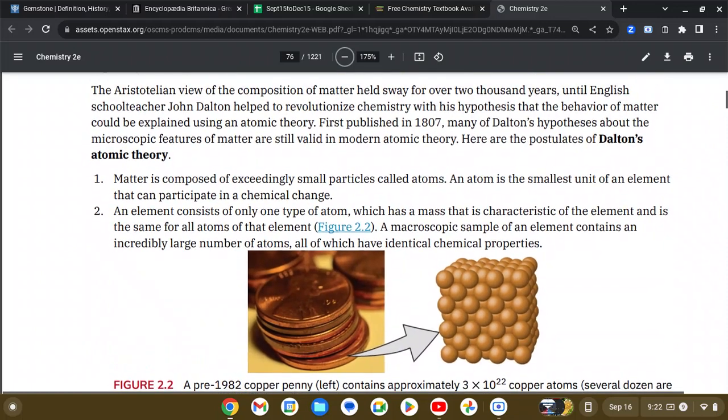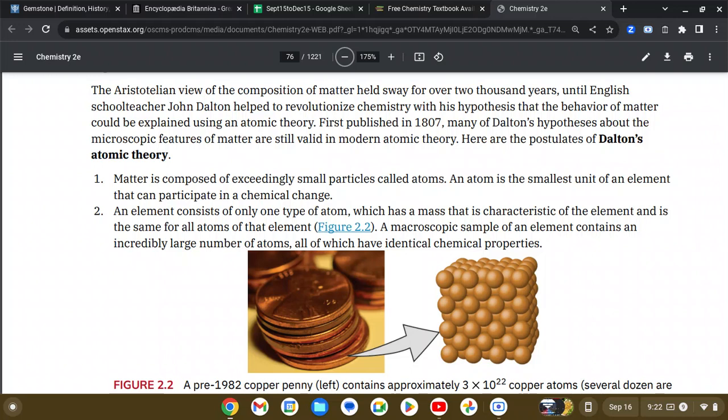The Aristotelian view of the composition of matter held sway for over 2,000 years, until English schoolteacher John Dalton helped to revolutionize chemistry with his hypothesis that the behavior of matter could be explained using an atomic theory. First published in 1807, many of Dalton's hypotheses about the microscopic features of matter are still valid in modern atomic theory. Here are the postulates of Dalton's atomic theory.